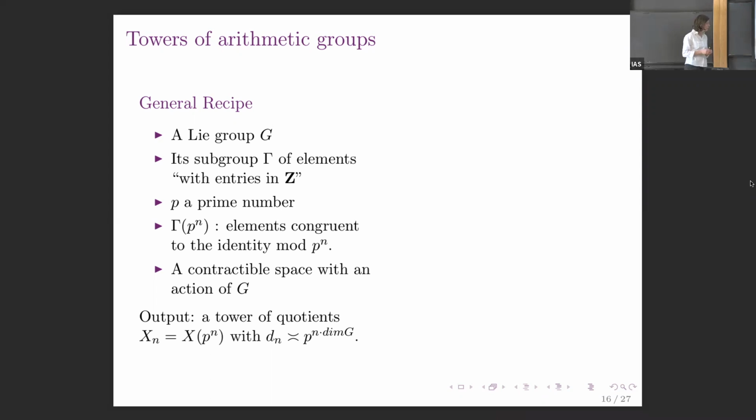And the output is going to be a tower of quotients. So from now on, X_n will mean X_{p^n}. I'm finally committed to taking p a prime. And okay, well, I've started talking about this because of Augustine's question, but the degree grows like p to the dimension of the group. In this construction, the degree of the nth cover only depends on the dimension of the group.